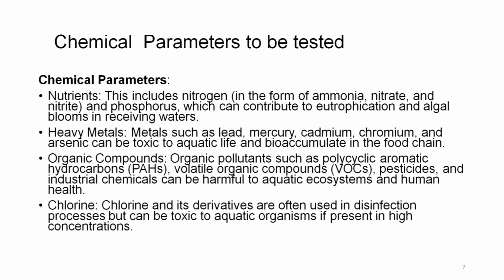Heavy metals, metals such as lead, mercury, cadmium, chromium and arsenic, can be toxic to aquatic life and bioaccumulate in the food chain. So, analysis of these heavy metals and their presence in the textile effluent is very, very important. Remember that I had told in one of the previous lectures that these heavy metals can be endocrine disruptors, they can be skin irritants, and they can even have an adverse effect on our gut metabolism.